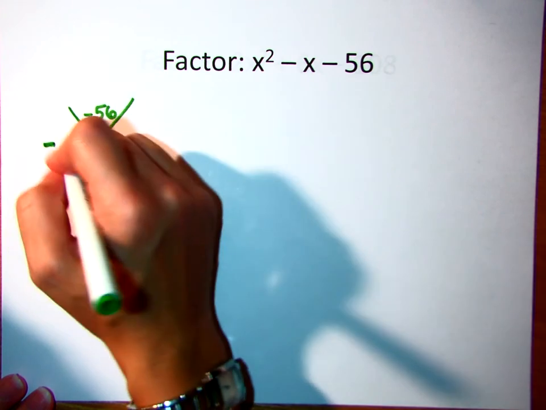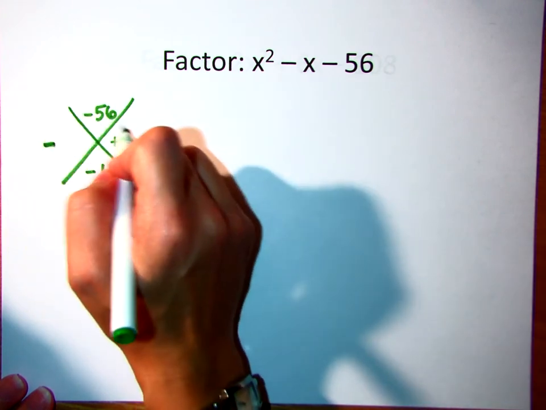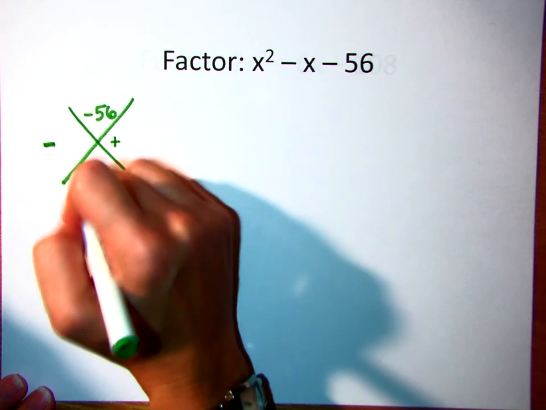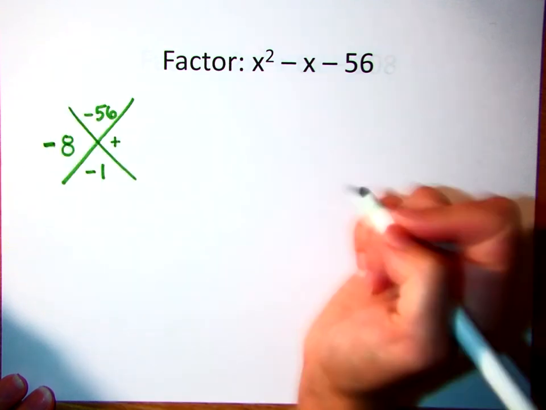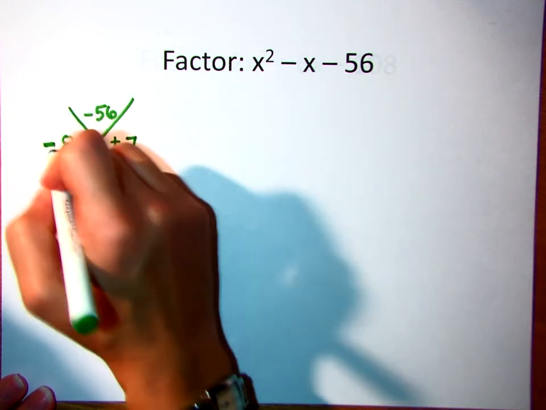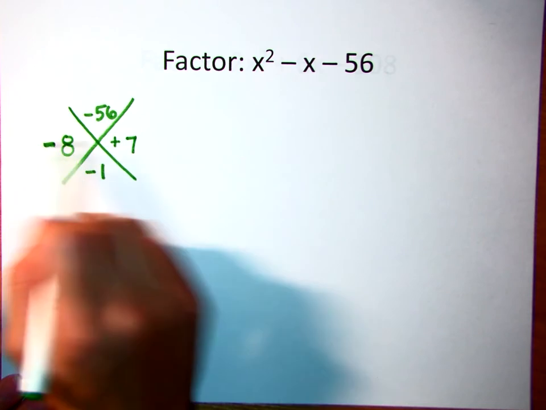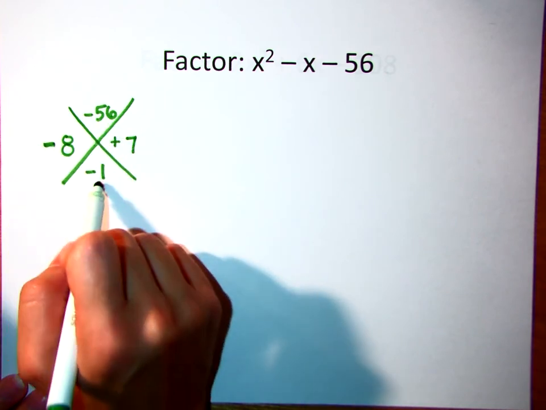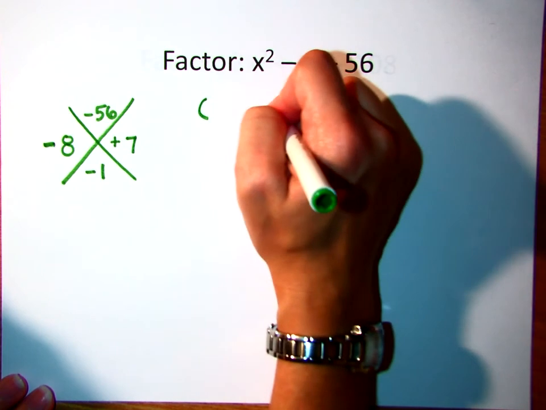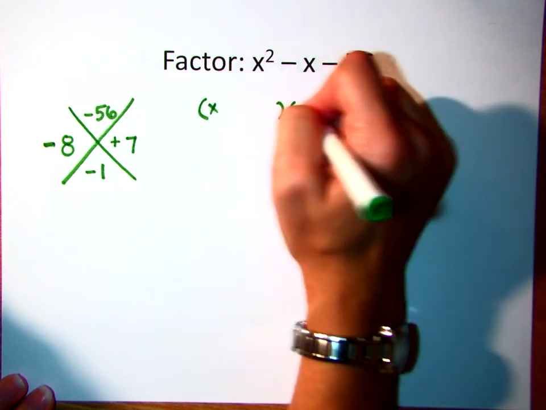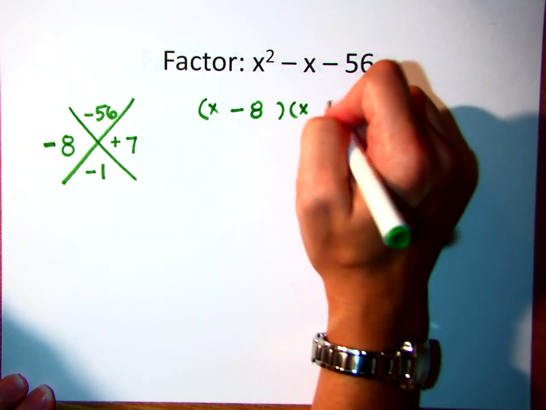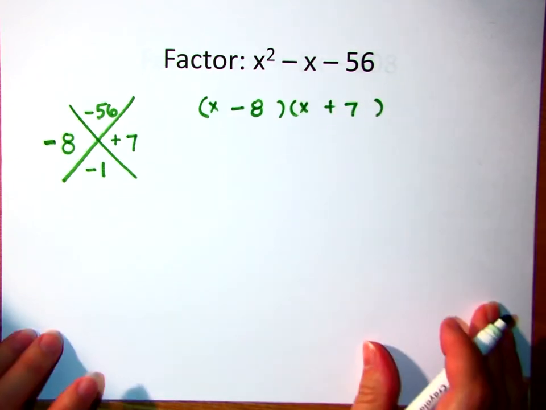And so if I think 7 times 8 does give me 56, but I need it to be a negative 1 when added together, that means the larger number needs to be 8 with a negative. Watch. Negative 8 times 7 is negative 56. Negative 8 plus 7 is negative 1. So again, to get that x squared, x goes here in the front. Then we would have minus 8. And then we would have on this side plus 7. That would be your final answer.